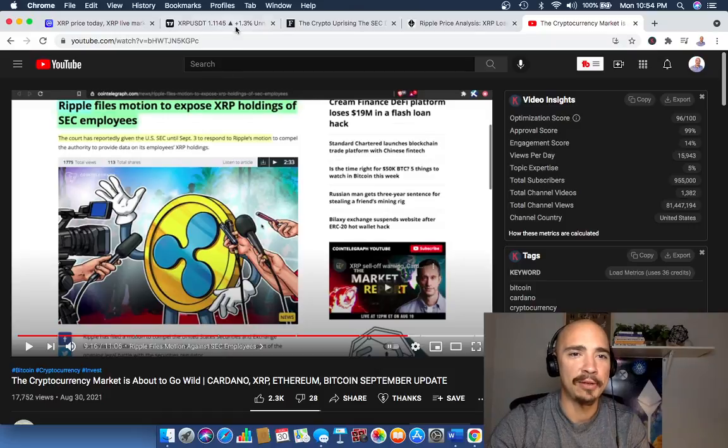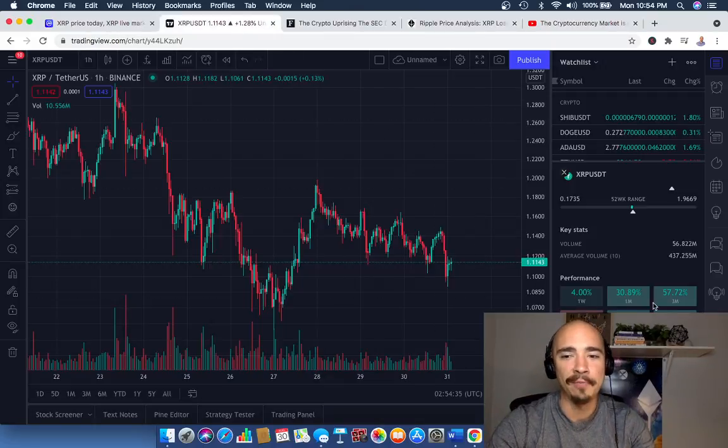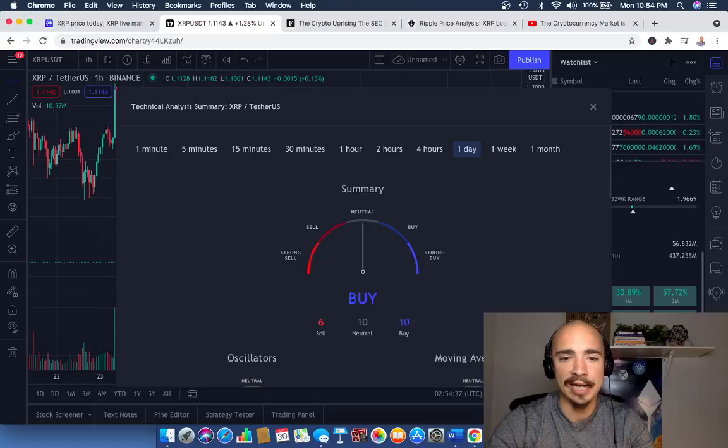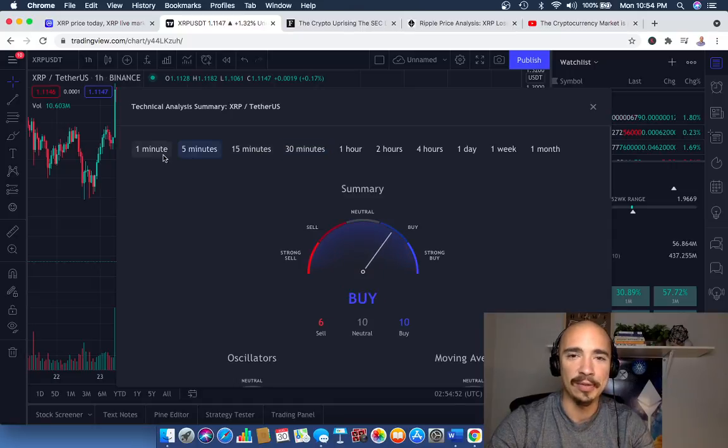So let's bounce back over to the charts here and take a look at where we're at. If we take a look at some of the technicals, the 1 day is actually indicating a buy. Now, if you go to the 4 hour, it's a sell. 2 hour, 1 hour, 30 minutes, 15 minutes, 5 minutes is a buy. This is why day trading can be so difficult. Things change so quickly. And then the 1 minute is neutral.